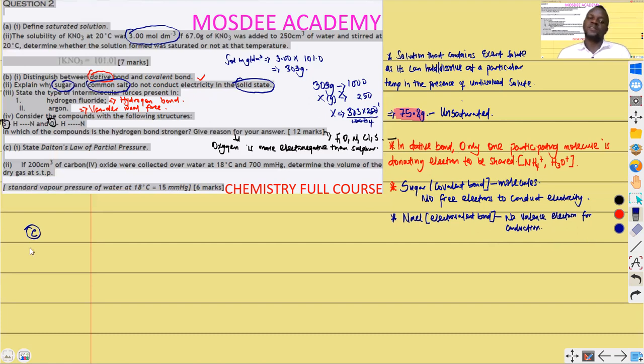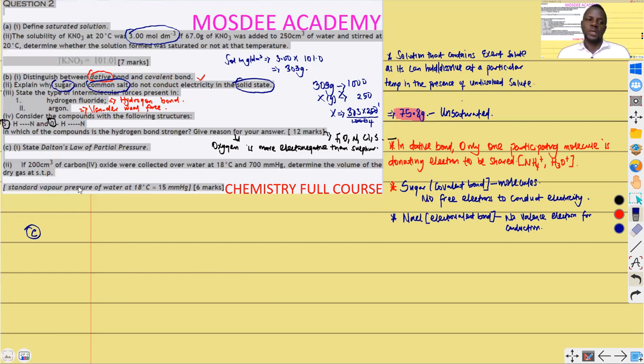So if you want to write the formula, you can just say P total is the sum of PA plus PB plus PC, and it continues till infinity. So that's what the law states, and that is what the examiner wants you to do.